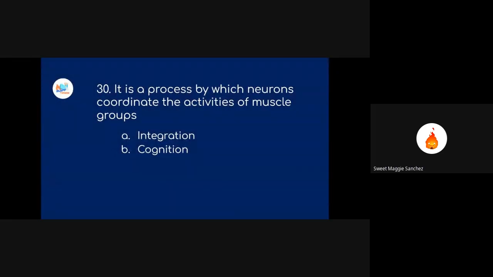Okay, timer stops. Question 30. It is a process by which neurons coordinate the activities of muscle groups. Is it A, integration, or B, cognition?